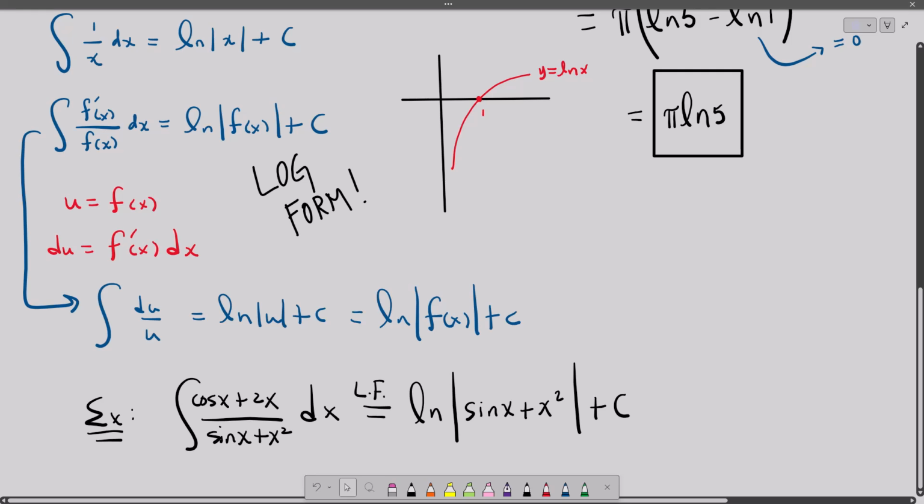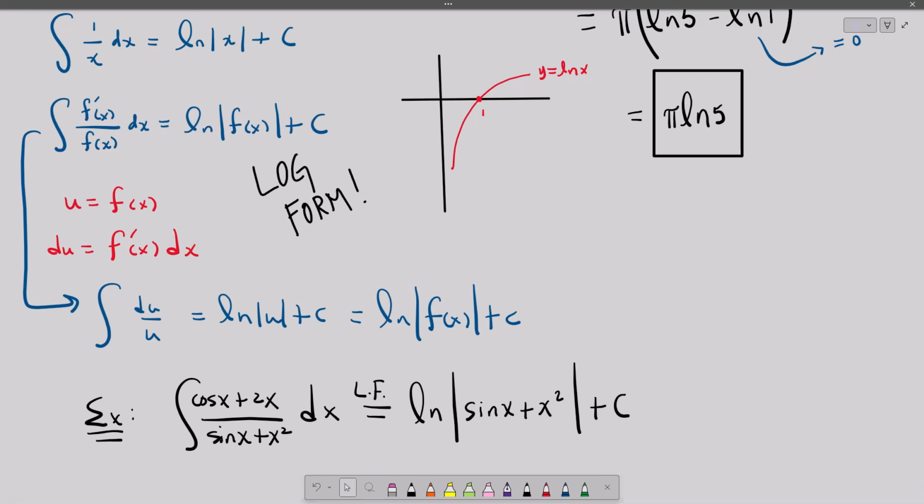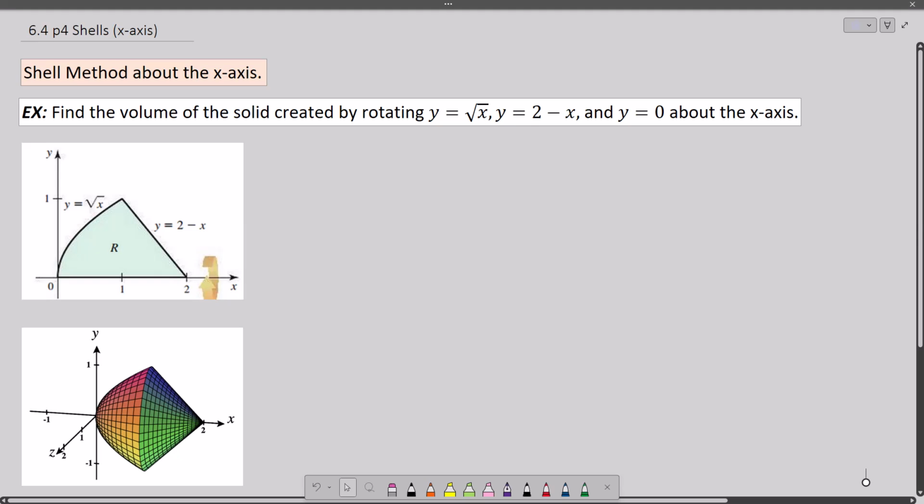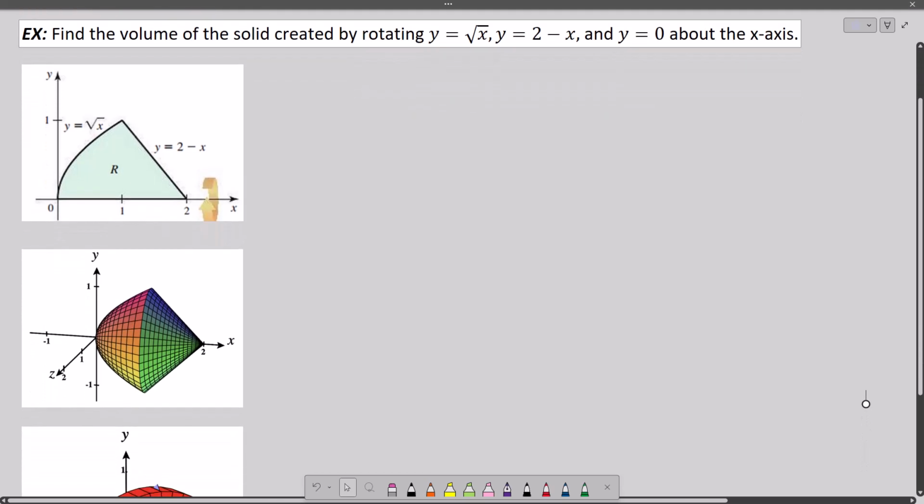So our general principles are consistent. We have a solid object. We find a cross-sectional area, whether it's a disk, a washer, or a cylinder now. Integrate that cross-sectional area. That will give us the volume of the solid object. So that is where we are at. So let us find the volume using a cylindrical shell here.